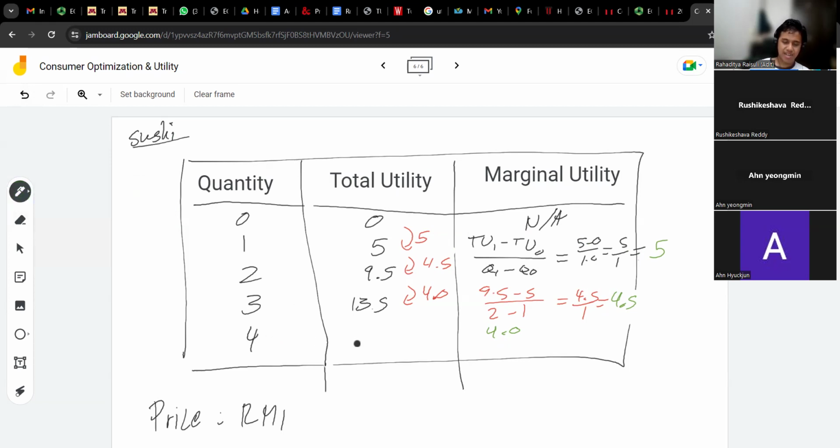maybe on the fourth sushi I'm super full. So your fourth sushi might be like, let's say, your marginal utility drops to 2.0. Then you only get 15.5. Then your next one, since you're not super full yet but getting very close to being full, your marginal utility might be 1.0. In this case, then 16.5. Until at some point you have no more marginal utility.